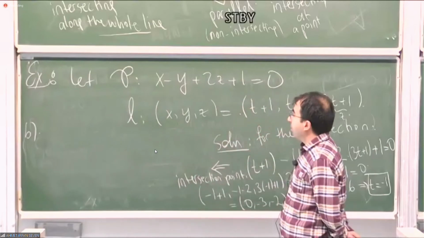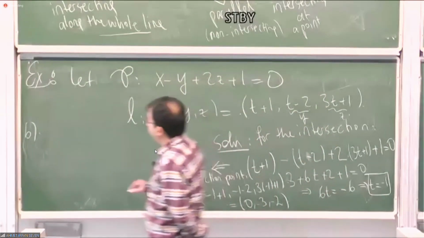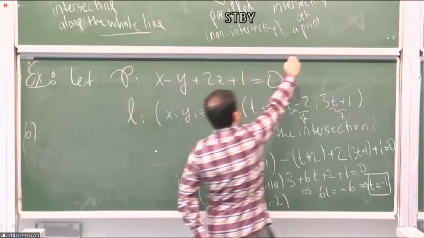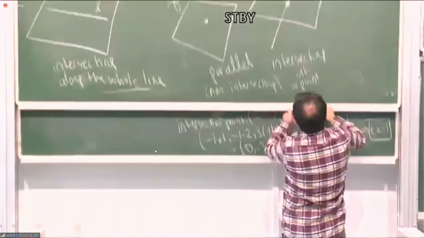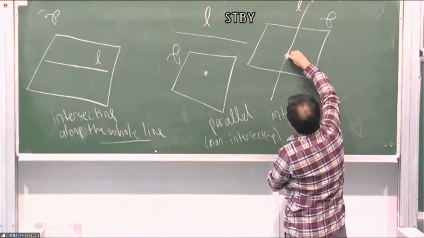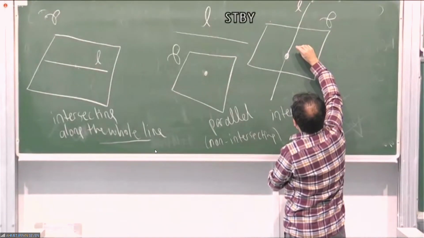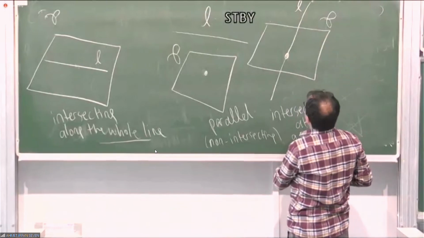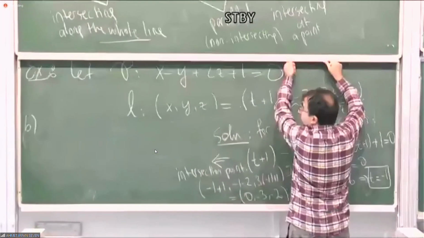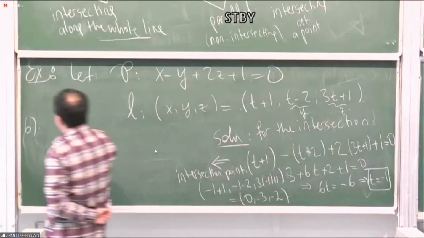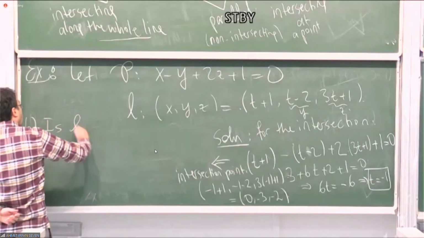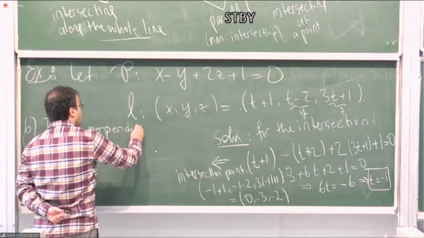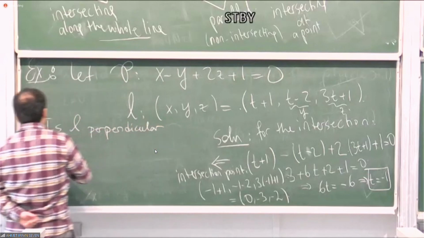So as part B, let me ask you the following. Now that it is going to be a picture like that, it is intersecting at one point, so I may ask you the angle between this L and P. But before that, let me ask you the following. Is L perpendicular to P?